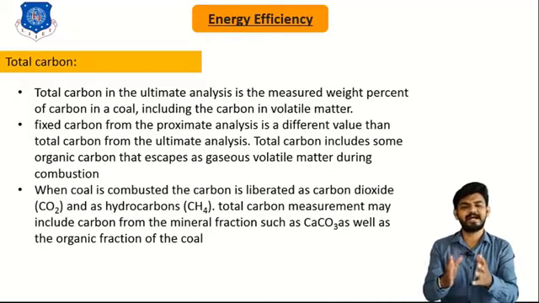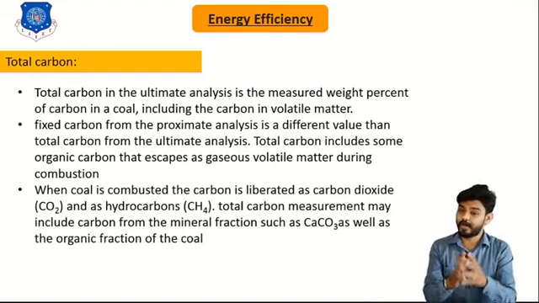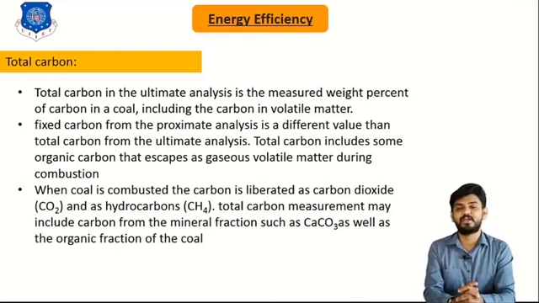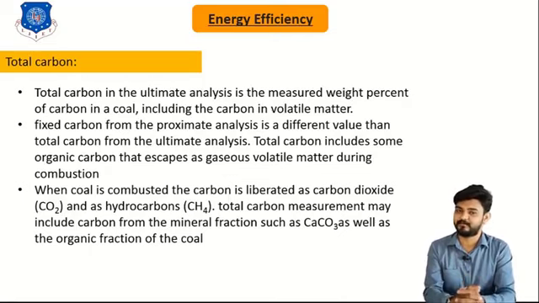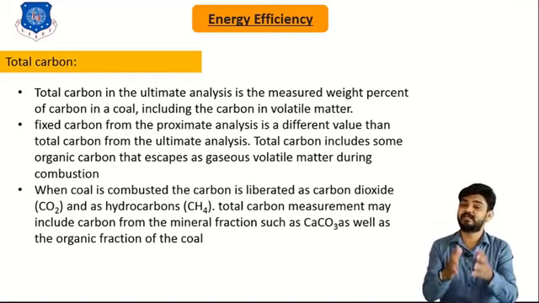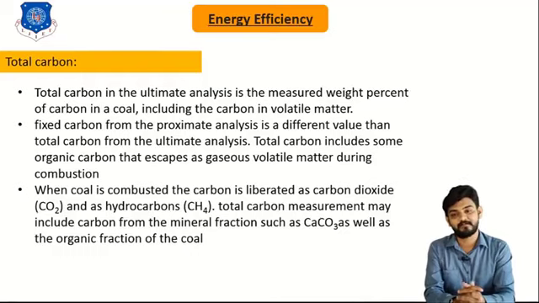The total carbon includes the total organic carbon that escapes during the combustion reaction in the form of volatile matter. The proximate analysis, where we measure the fixed carbon percentage, does not include carbon present in the volatile matter. While in the ultimate analysis, total carbon includes the carbon present in the volatile matter.